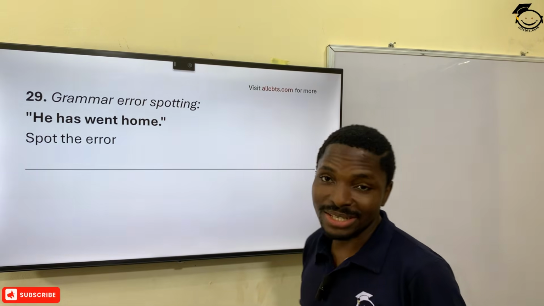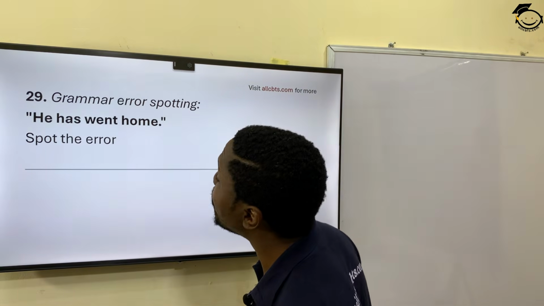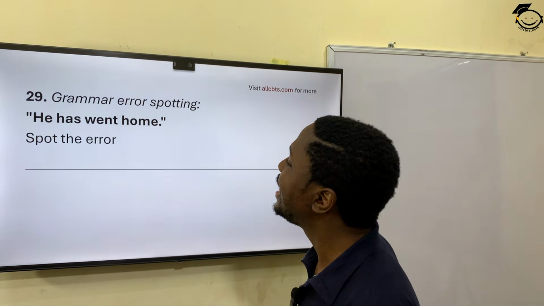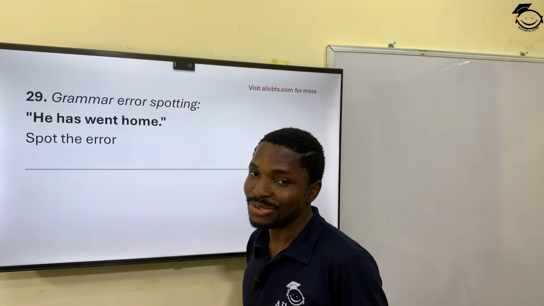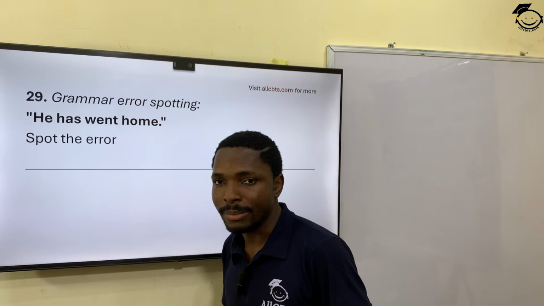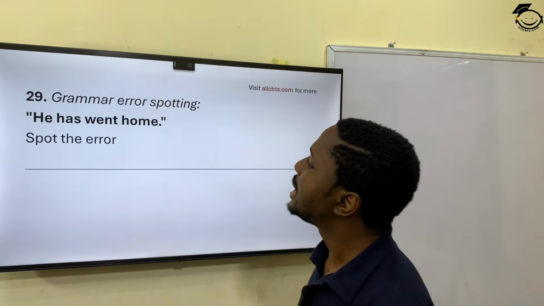And then question 29. Grammatical error spotting. You should spot the error. He has went home. You know, there are some people who speak this way. He has went home. That's wrong. So the correct should be: he has gone home. So that's the correct spot there. 30.